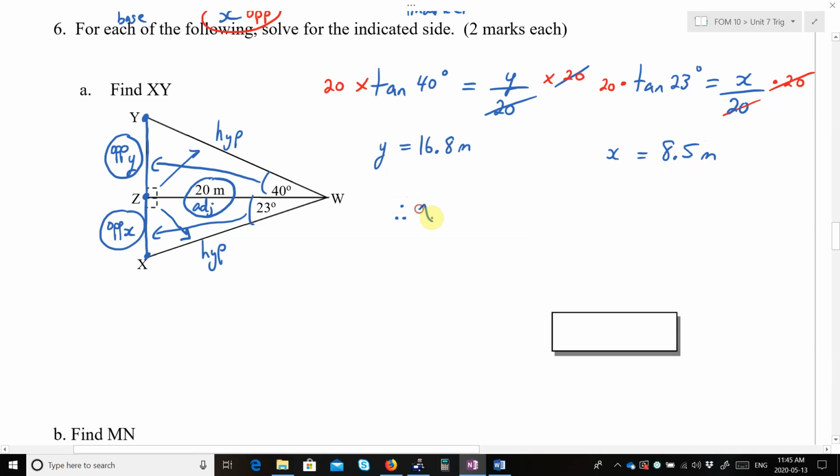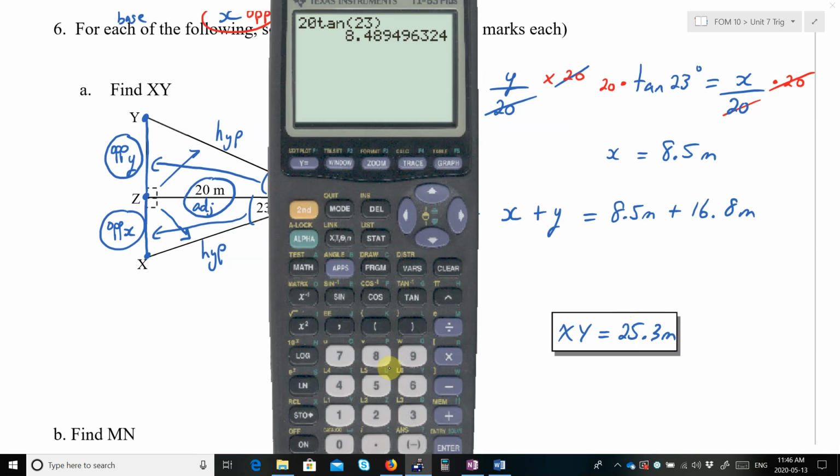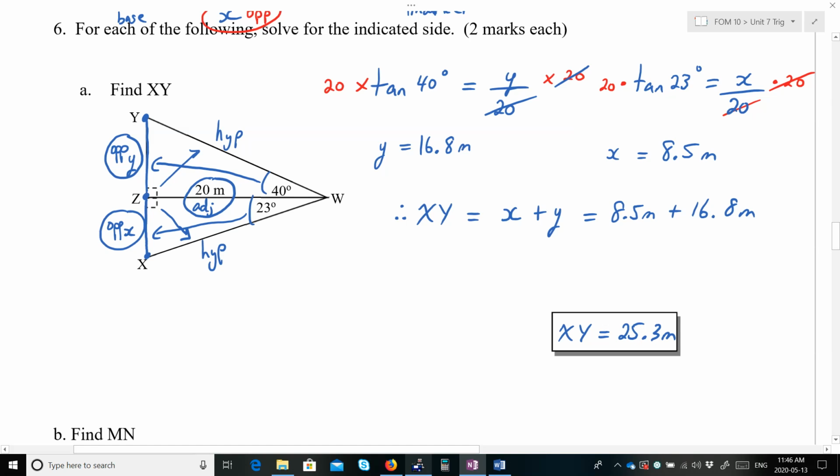So we can say, therefore, the length capital X to capital Y is made up of that little x length plus little y. 8.5 meters plus 16.8 meters. So we end up getting XY equals 25.3 meters. 8.5 plus 16.8. Bang, 25.3 meters. Okay, so there's 6A. That's what we would call an addition question, right?